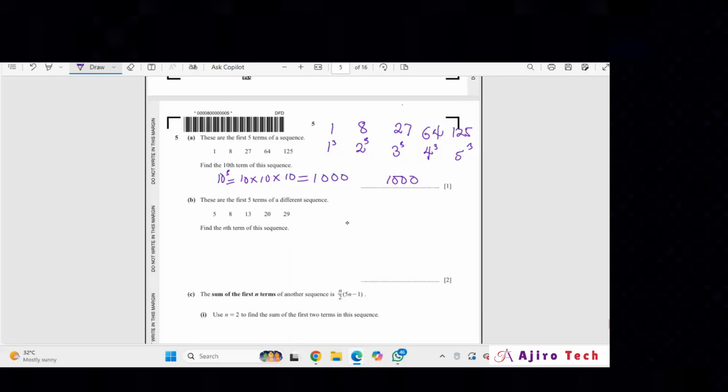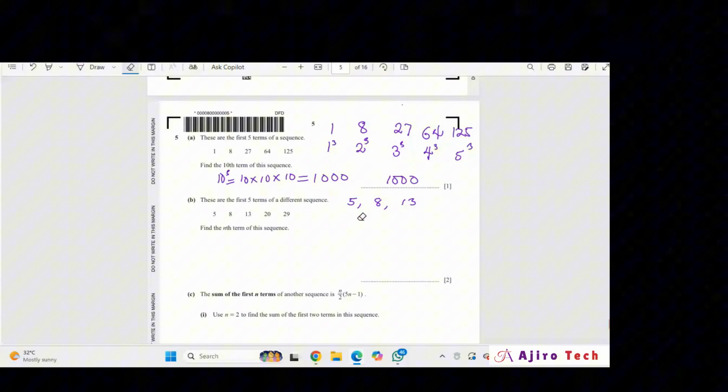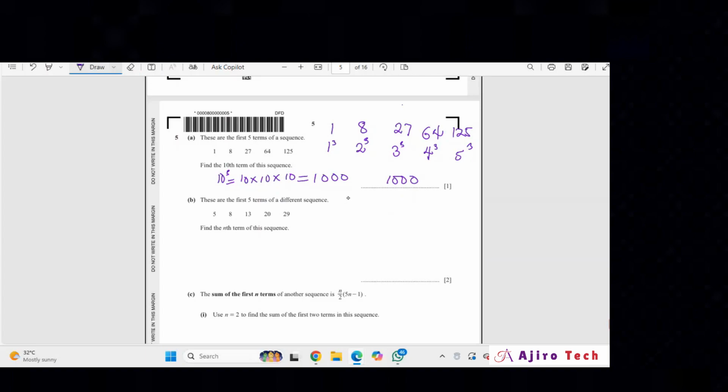Let's look at this one. We are given 5, 8, 13. So we are given 5, 8, 13. Let me erase this so that I'll write it in a good way. So we have 5, 8, 13, 20, 29.